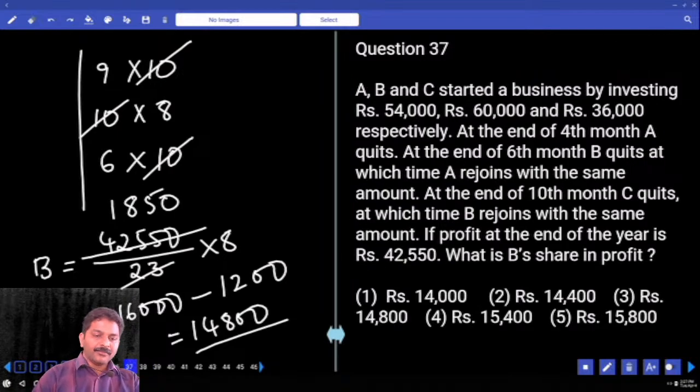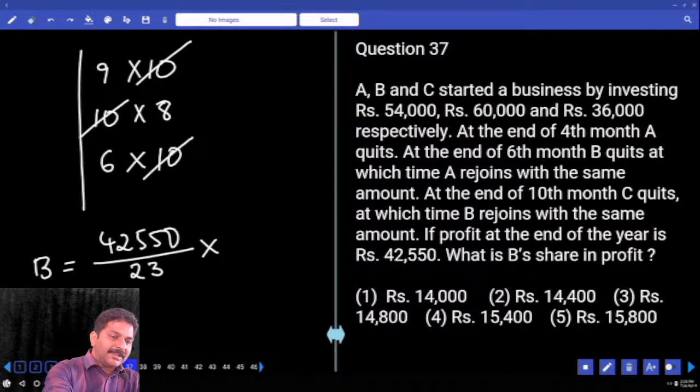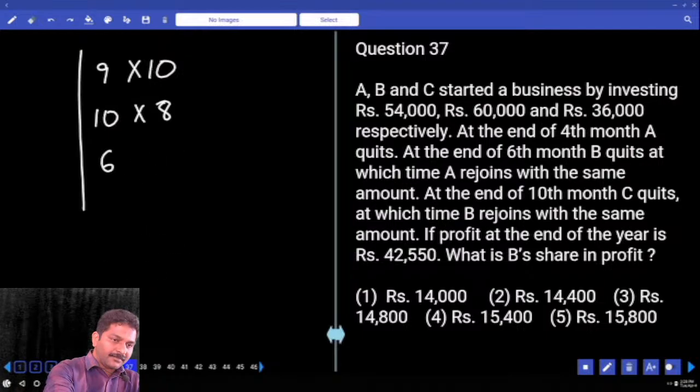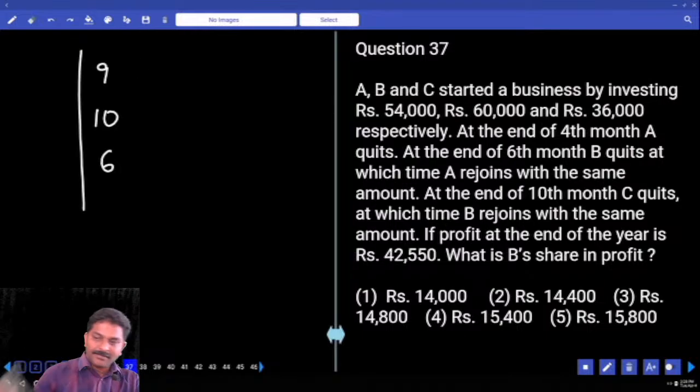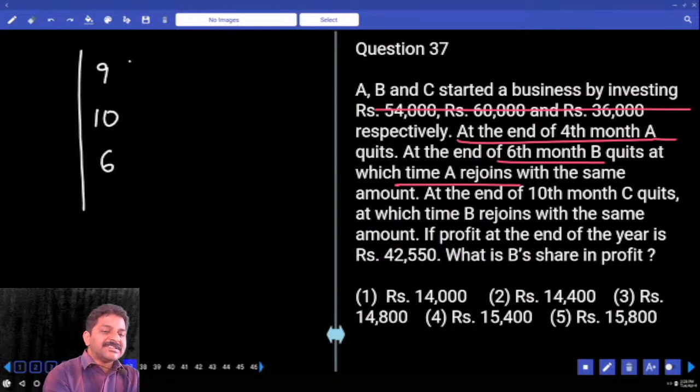Again, which one? Total? First I calculated their investments ratio, which we got it as 9, 10 and then 6. Is that okay for now? Right. So investments ratio 9, 10, 6. A left at the end of 4th month and rejoined at the end of 6th month. Between those 2 months we have 2 months gap. A is not there for 2 months. That means he is there for 10 months.